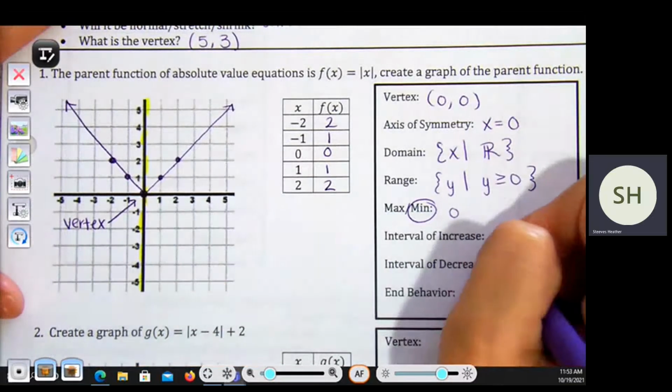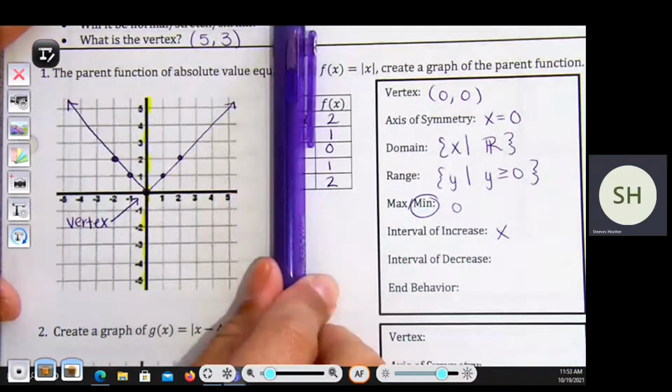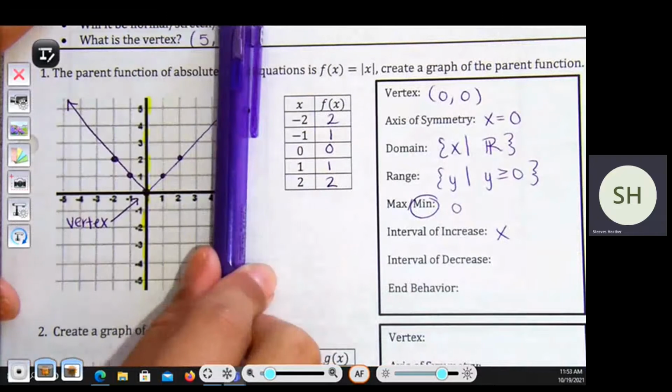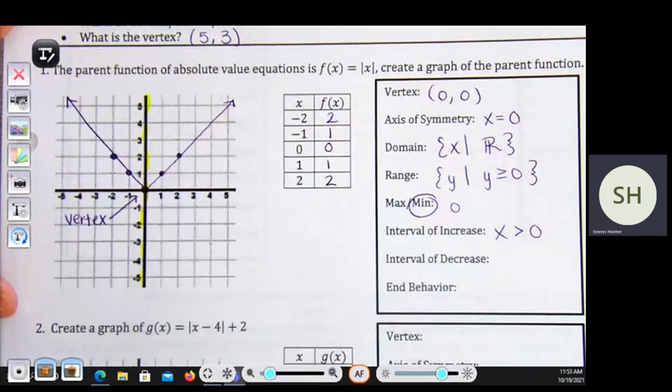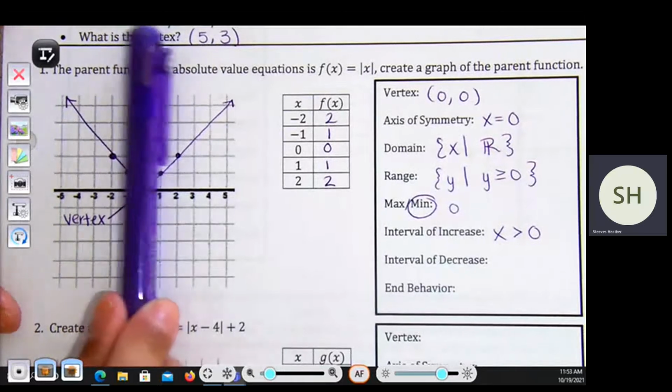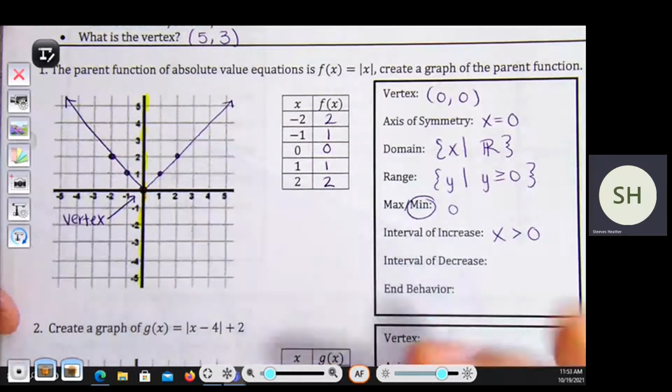So if I'm talking about increase, should X be greater than or less than 0? Greater than, because I'm talking about the numbers bigger than 0. This is the portion that's increasing, so I'm saying X has to be greater than 0. Decrease is the left side, that's before 0. So X has to be less than 0.